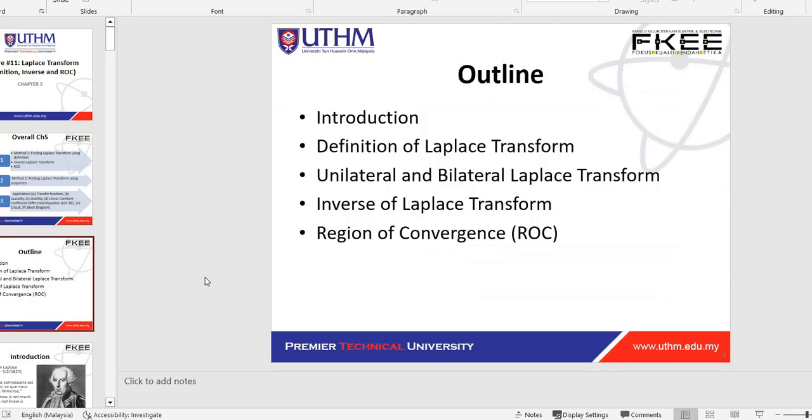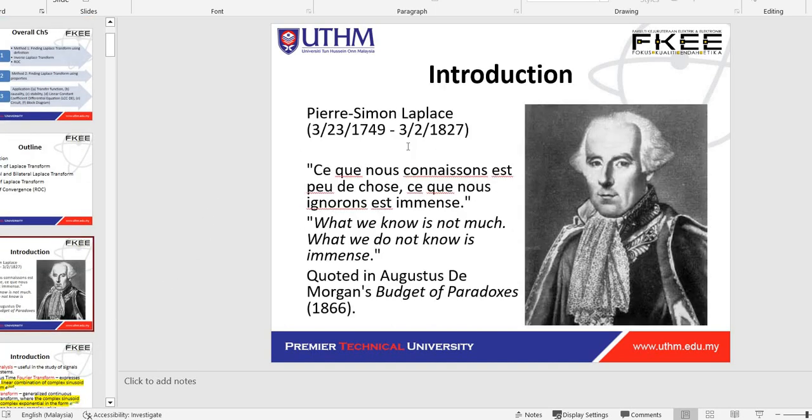So in this lecture, we will cover just these few things: definition, what is unilateral. This is a type of Laplace transform. You have two types: unilateral and bilateral. Later I will explain in more detail what is unilateral and bilateral. And next is the inverse Laplace. Inverse also can use partial fraction and so on. And lastly is the region of convergence. So this is the man who introduced the Laplace transform.